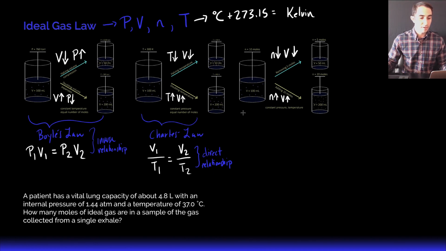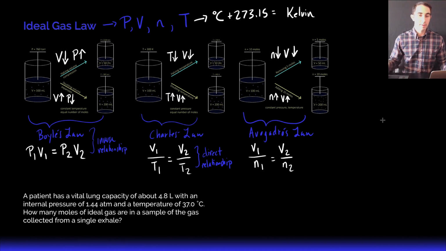And so this is going to look a lot like Charles's Law mathematically, except now we're dealing with Avogadro's Law, and instead of temperature, we're dealing with number of moles. But it's still a direct relationship, so it still looks like this. But now we're just dealing with number of moles and not temperature. So very similar equations there.